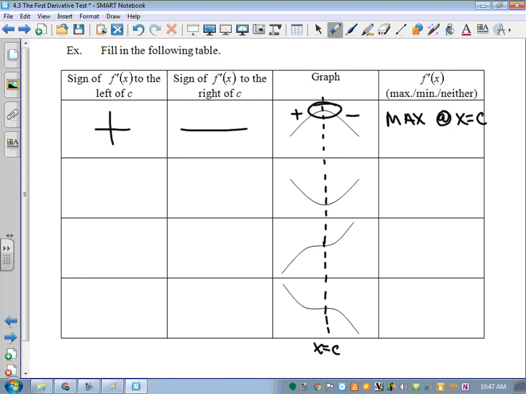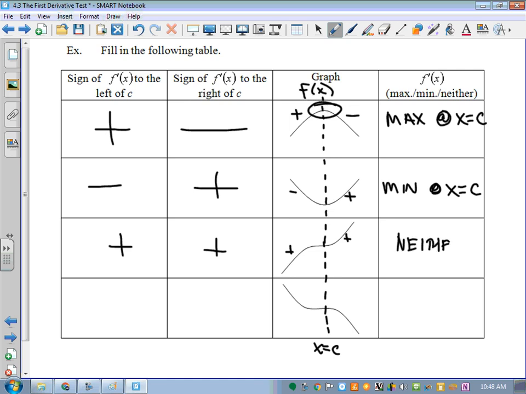Okay, for the second row of this table, to the left of the number it's negative, to the right of the number is positive, and that's dealing with the slope of f of x. I'm just going to put f of x up here, which means that we would have a minimum at x equals c. For these other examples, this is that y equals x cubed. It's positive everywhere, so this would have neither. Right? That may be an x-intercept or whatever it is, but it is not a critical number yielding a max or a min. And then for the last example, this could be y equals negative x cubed. That function is always decreasing, so it is neither.